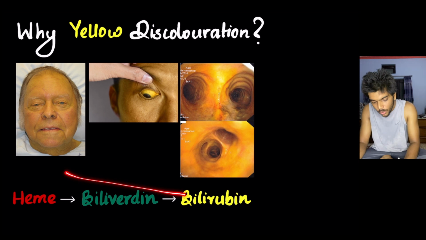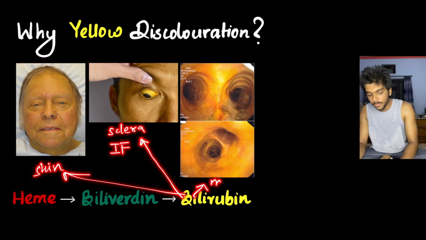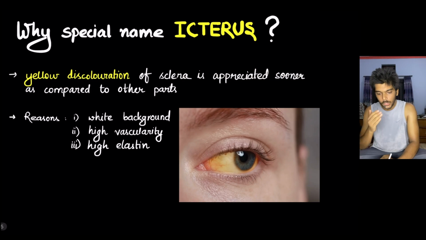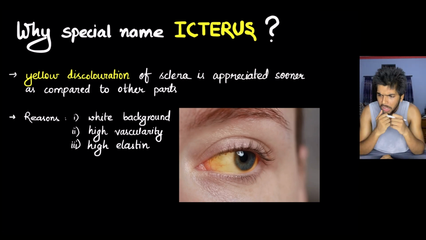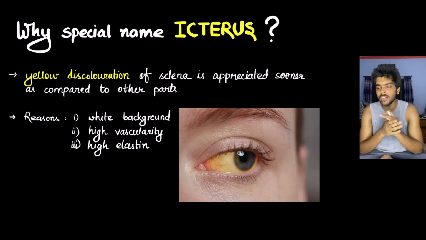Simple. So it goes and deposits where? In the skin. It goes and deposits in sclera and interstitial fluid. It goes and deposits in mucosa, turning them yellow in color. Okay, so it goes and deposits in skin, sclera, mucosa, interstitial fluid.